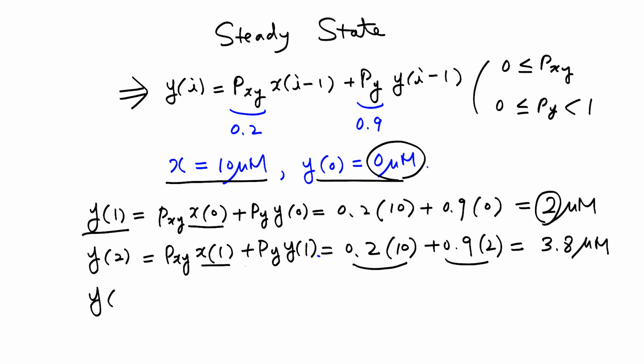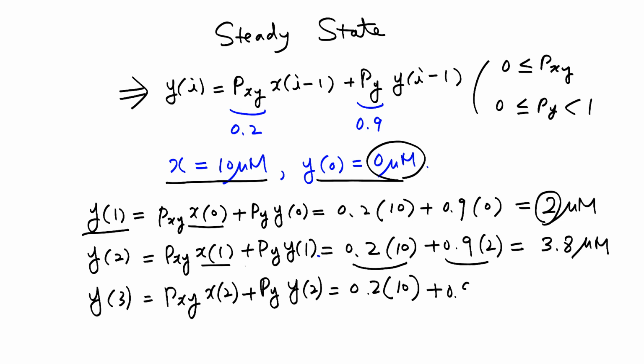How about Y of 3? Again, it's P sub XY times X of 2 plus P sub Y times Y of 2, which is equal to 0.2 times 10 plus 0.9 times Y of 2, which is 3.8. And if you do the calculation, you get 5.42, and so on.